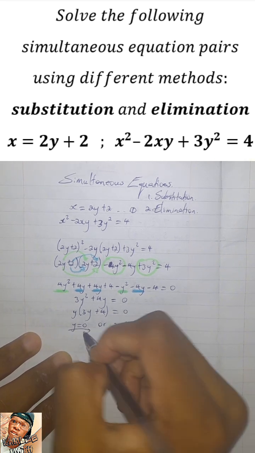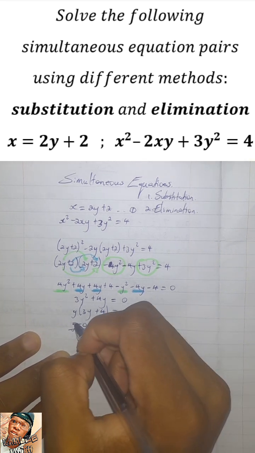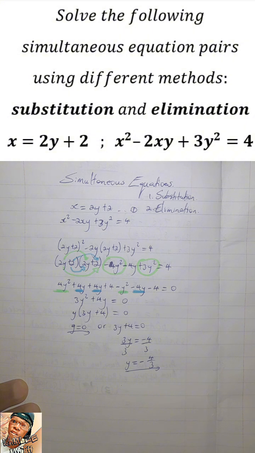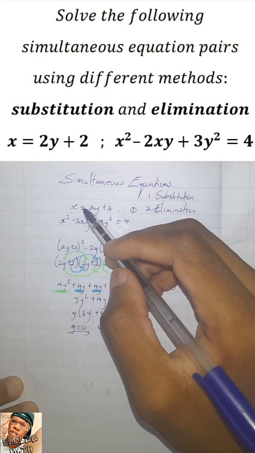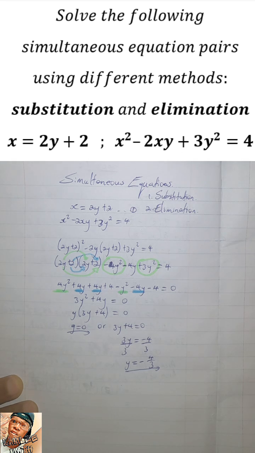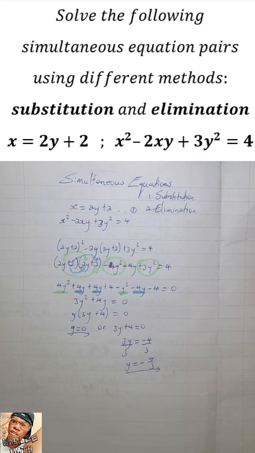So that means we have two values of y for the simultaneous equation. We don't know what x is. However, the first equation says x is equal to 2y plus 2. So for every y value that we have got, we're going to substitute it to get the corresponding x value.